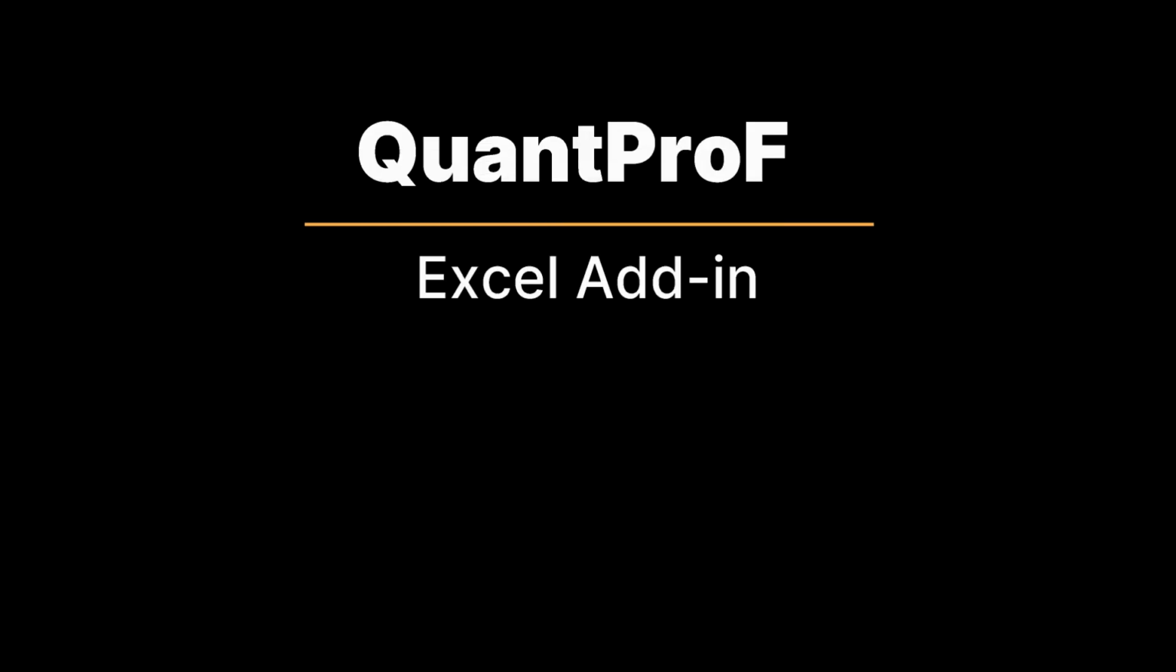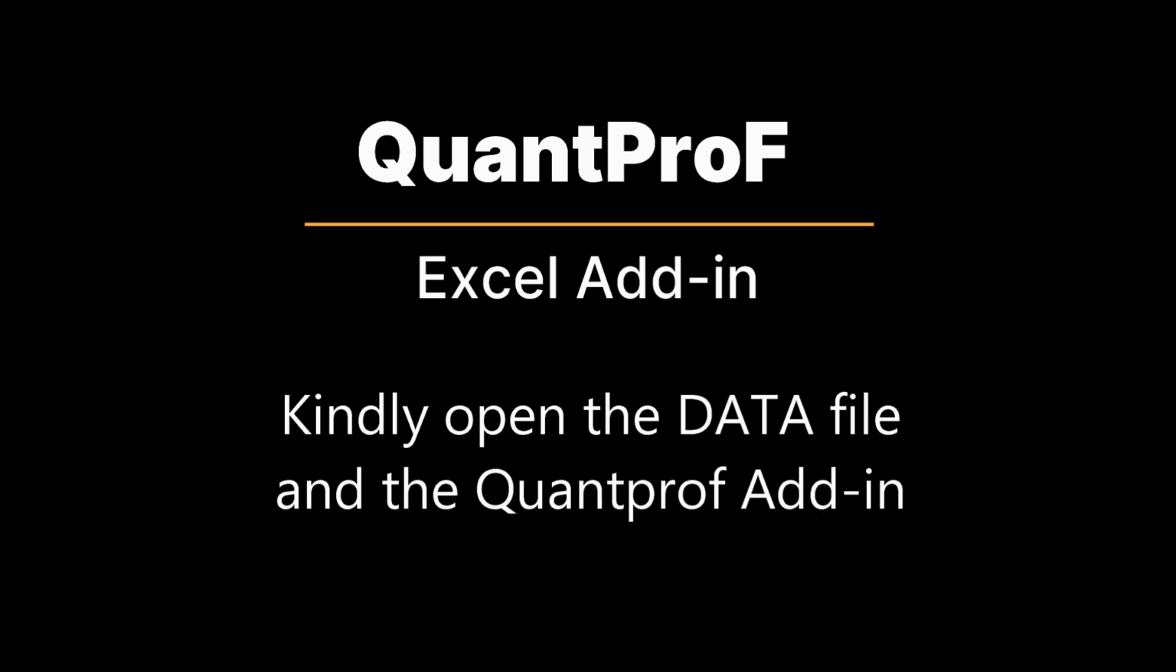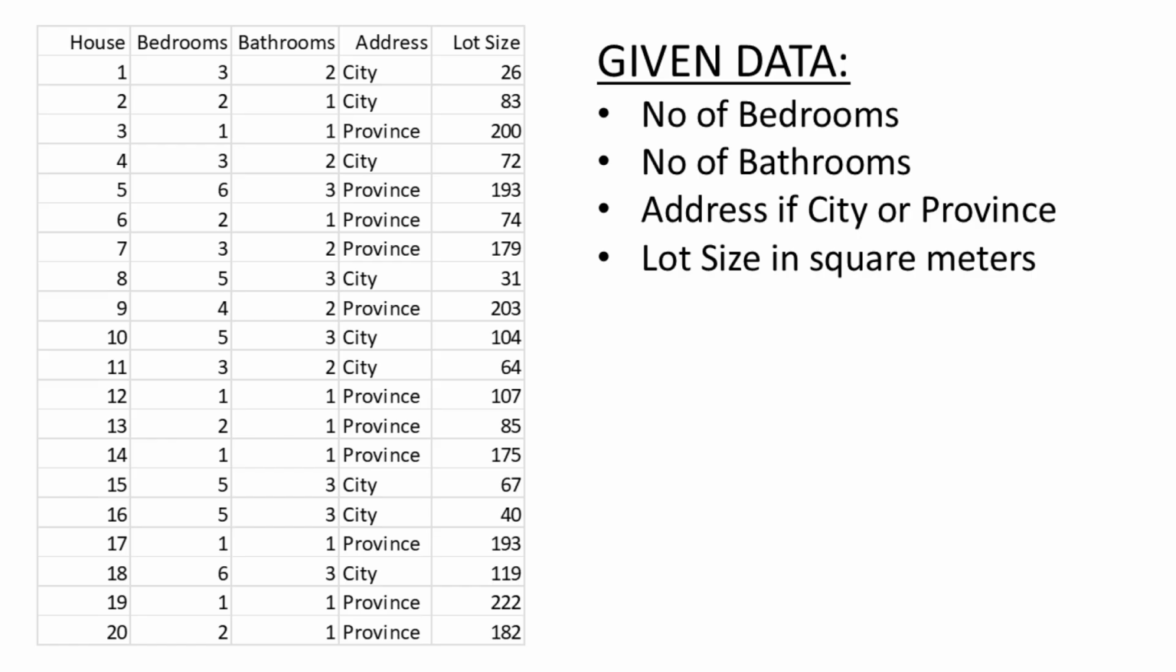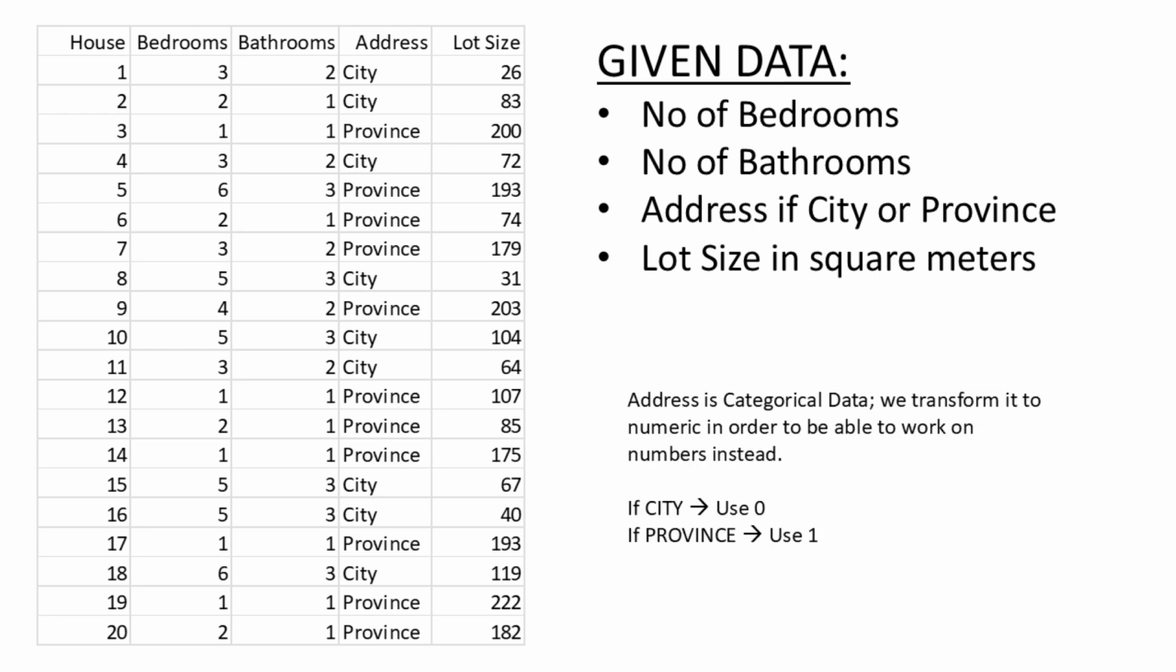So now, for this, we will use Quantprof plus some hypothetical data, and the links are provided in the description below. Now, kindly download the data, and it'll look something like this. Now, all of the variables are numerical except for address, which is categorical and gives either city or province. To make all the variables numeric, let's convert the categorical variables into numbers with 0 if it's a city and 1 if it's a province.